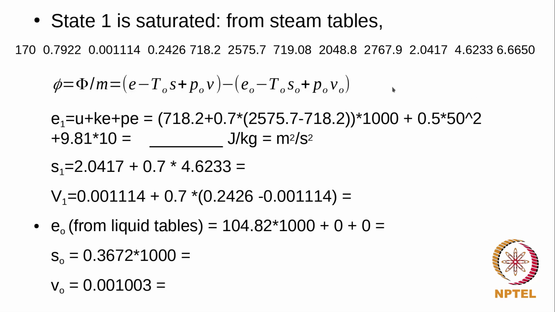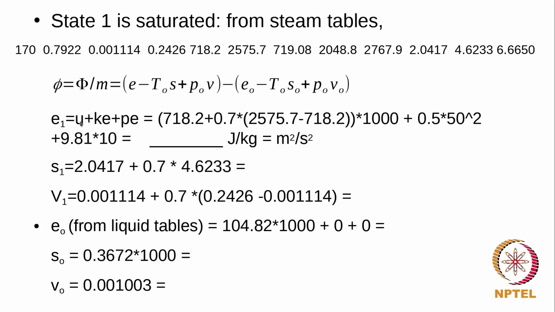What we are asked for is the specific exergy, phi by m. It is defined as E minus T naught S plus P naught V, minus E naught minus T naught S naught plus P naught V naught. So all we need to do is find out all of these values and substitute them. As far as these values are concerned, E, S and V are the initial state, which for us is 170 degrees saturated steam with a quality of 0.7. So E is the total energy, which is the internal energy plus kinetic energy plus potential energy.